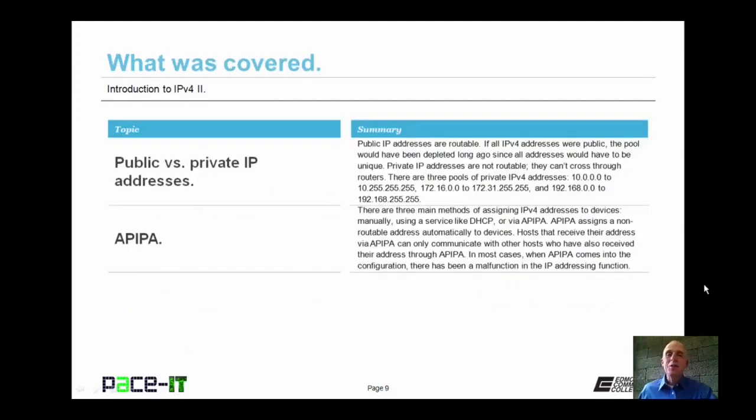Now that concludes this session on Introduction to IPv4 Part 2. We talked about the difference between public and private IP addresses, and then we talked about automatic private Internet Protocol addressing.